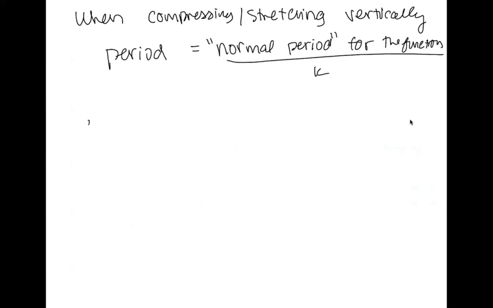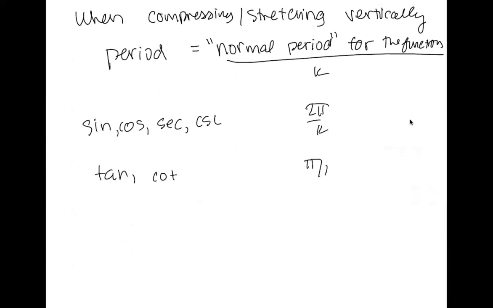So let's maybe write that down. For sine, cosine, let's put commas so it doesn't look like division. Sine, cosine, secant, and cosecant. That means 2 pi divided by k, because 2 pi is the normal. And for tangent and cotangent, that means pi divided by k, because pi is my normal one.